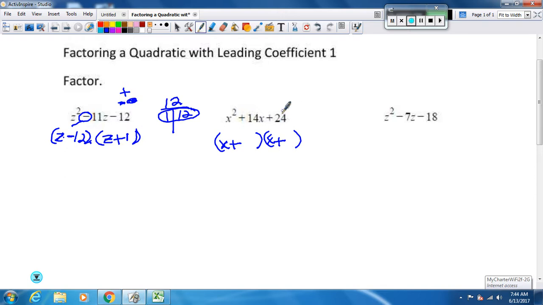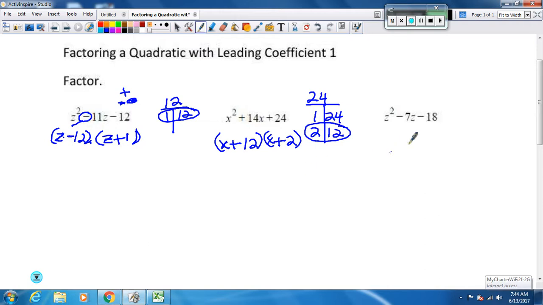We want the factors of 24 that when I add them equal 14. So 1 times 24, that doesn't add up to 14. 2 times 12, that adds up to 14. Biggest number first, and you're finished. Okay, the next one.